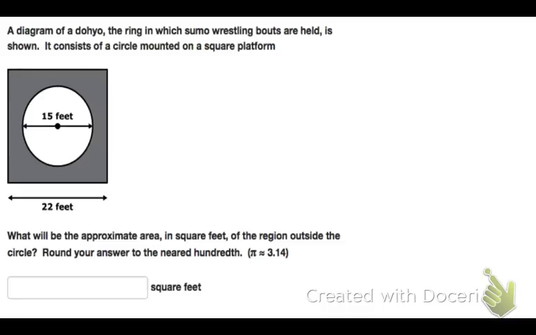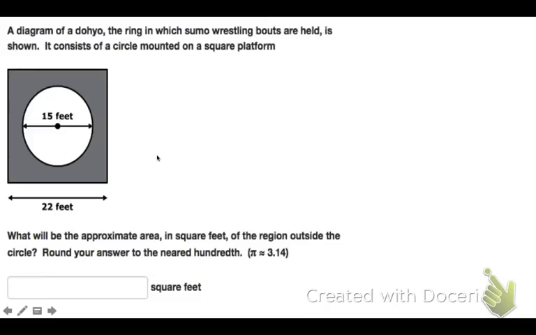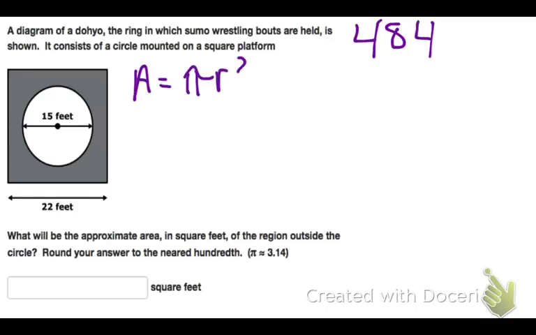So then I need to look at my reference sheet if I don't remember the area of a circle. It says area of a circle is pi r squared. So the r stands for radius, and therefore I'm going to rewrite 484 so that I remember. And that the area of a circle equals pi r squared. So r stands for radius, which is half the circle. So I need to cut this in half, which means I need to divide 15 by 2. So 15 divided by 2 is 7.5. So r is going to equal 7.5.